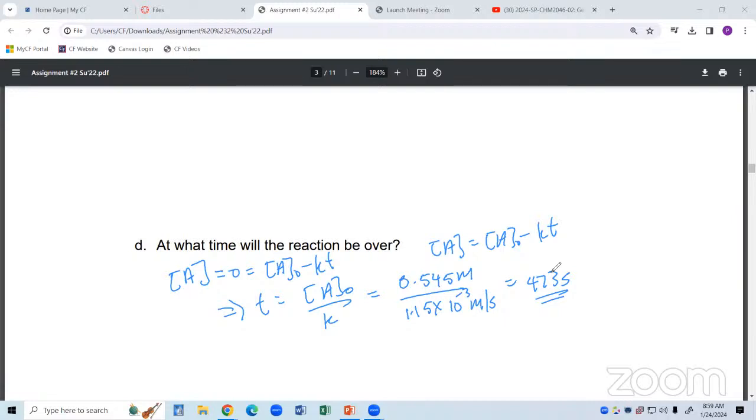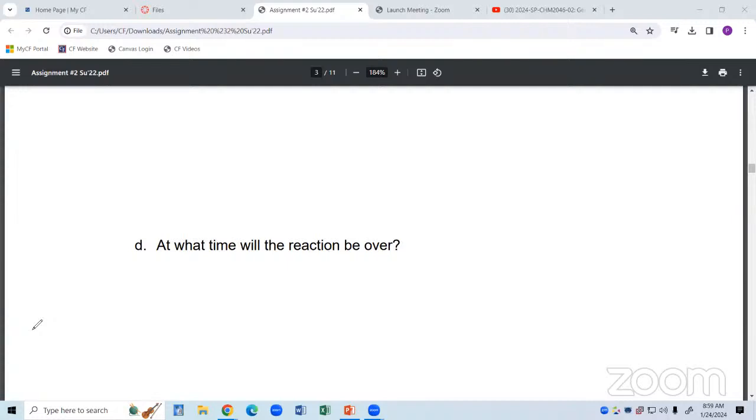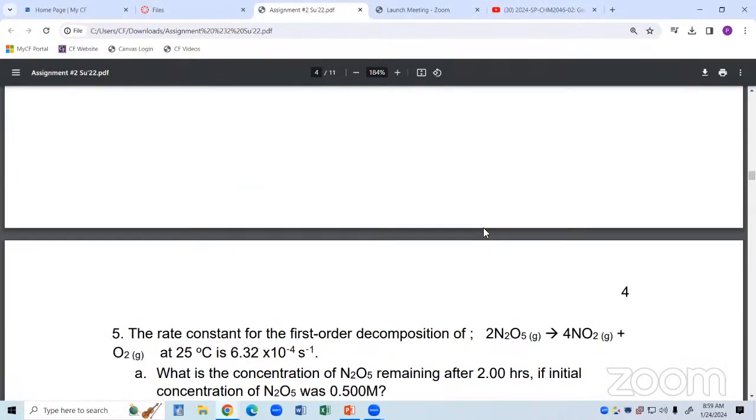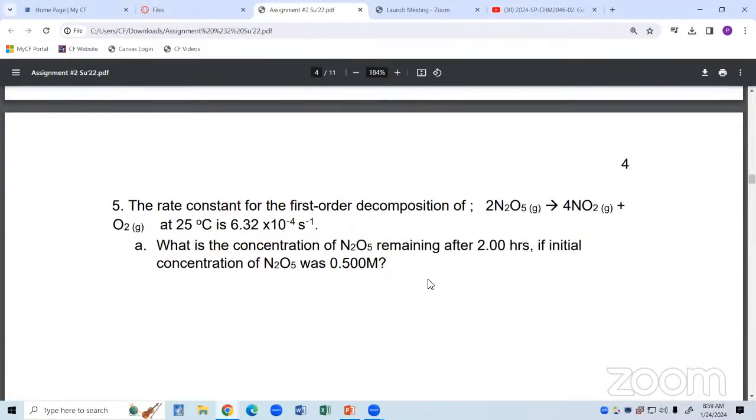Yeah. Okay, any other questions about this particular question in the assignment? Now, let me scroll down. Oh, shoot, I shouldn't have done that. Let me go back to this, clear this, close this, and then scroll down. Okay, now in this case, we're dealing with a first order reaction. And it's the same reaction that we looked at earlier, right? They gave us the rate constant at 25 degrees Celsius. And it says, what is the concentration of N2O5 remaining after 2 hours if the initial concentration is 0.50 M?